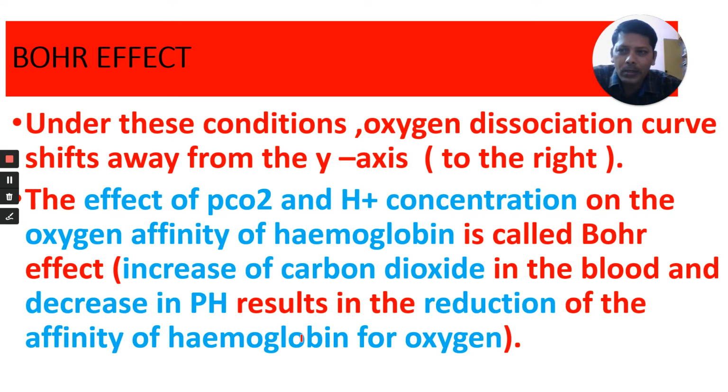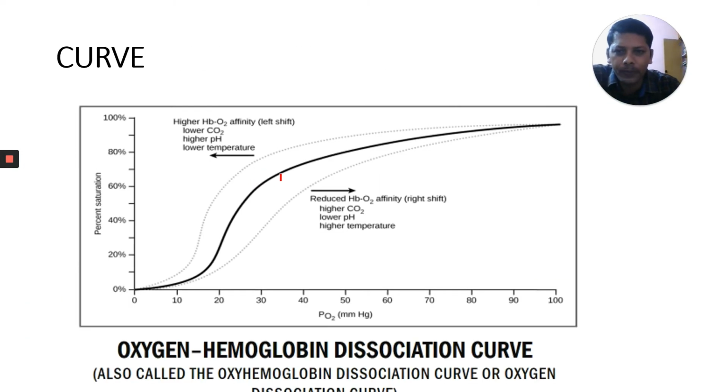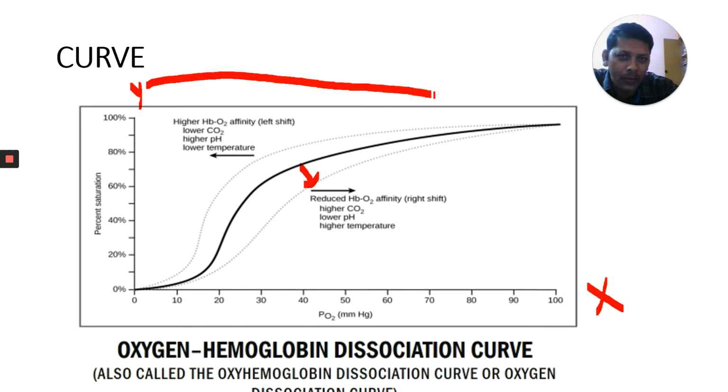Next one is the Bohr effect. When the partial pressure of carbon dioxide is high and H plus is high, under these conditions the oxygen dissociation curve shifts. This black one is the normal curve, with the y-axis and the x-axis. It is shifting away from the y-axis and towards the x-axis, that means towards the right side. This is called the Bohr effect.